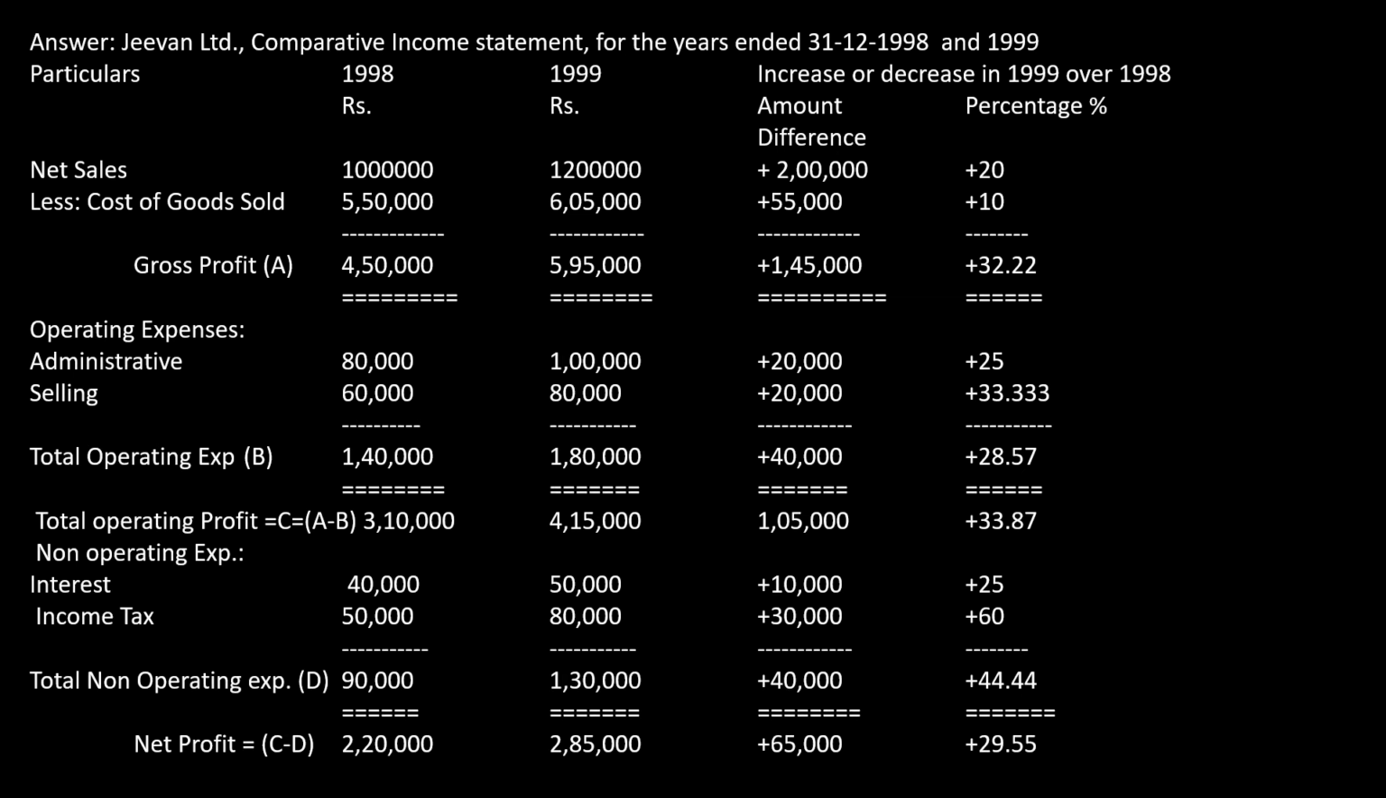Now we are going to do it in the cross way, that is, horizontally, not vertically. Last year it was only 3,10,000. Now it has become 4,15,000. What is the increase? 1,05,000. Again, as we did earlier, 1,05,000 by 3,10,000 into 100 will give me 33.87.